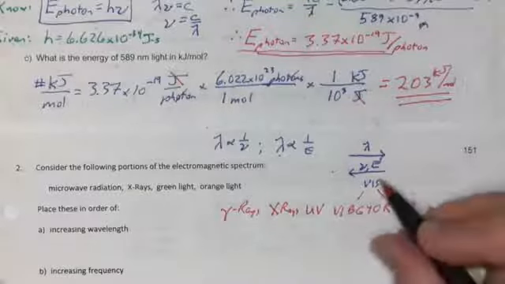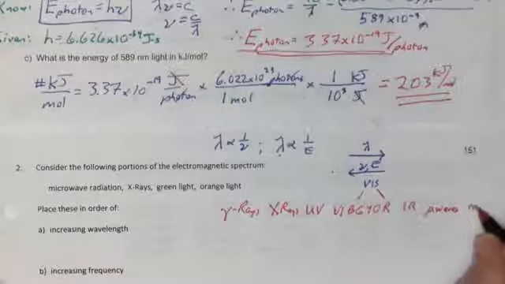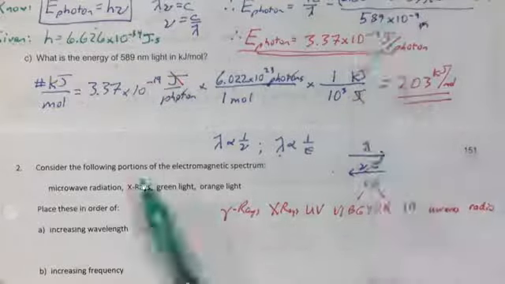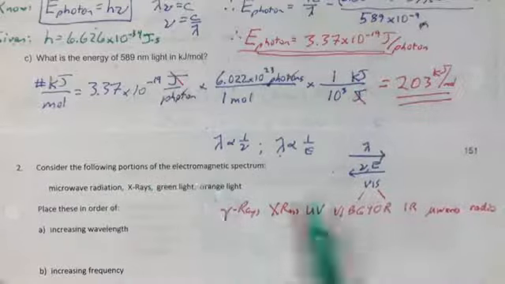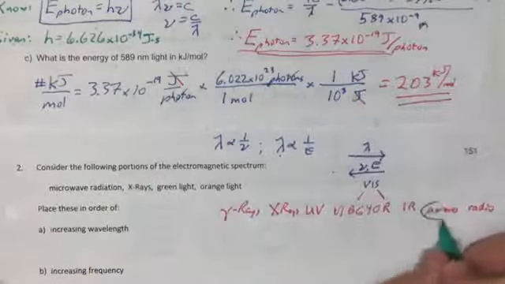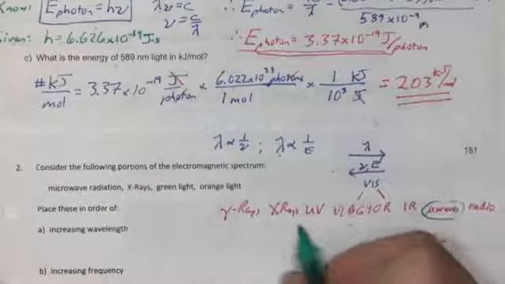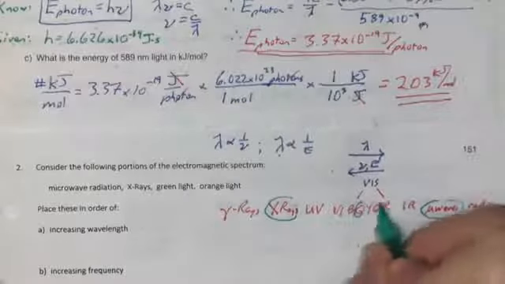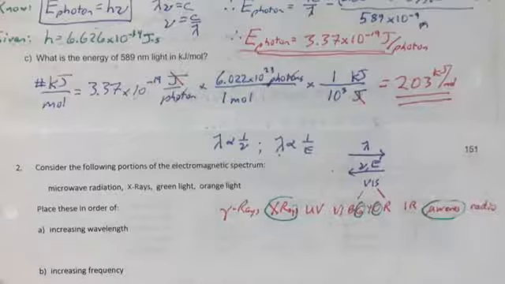And then what's the lowest energy form of electromagnetic radiation? Radio waves. Okay, so jotted that down, and this says consider these portions. So microwave radiation, I'm going to go ahead and circle that. There's microwaves. I'm going to circle X-rays right here. I'm going to circle green light and orange light. Now when I do that, this becomes trivial.